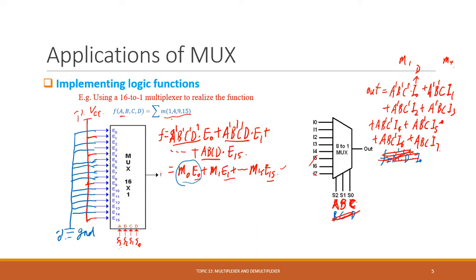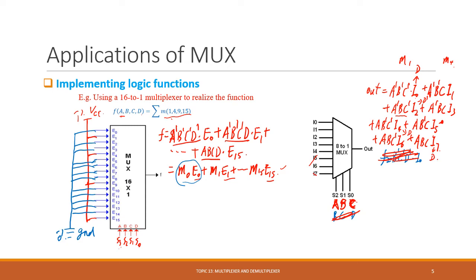For m4, which one should we use? Actually, we can use this one here, right? I2. If we set I2 to be D prime, we get m4. For m9, which one? We can use I4, right? If we set I4 to D, we get m9. The last one, 15. So we just need to set I7 to D.